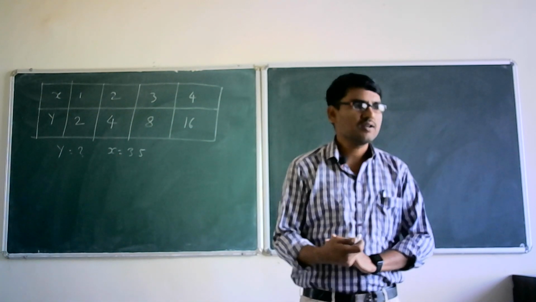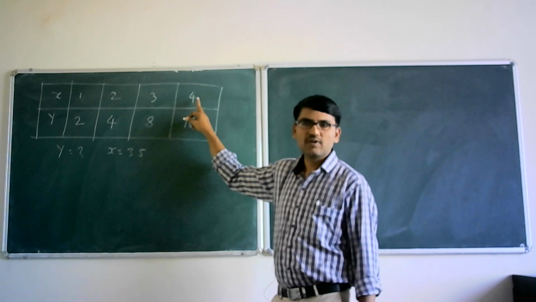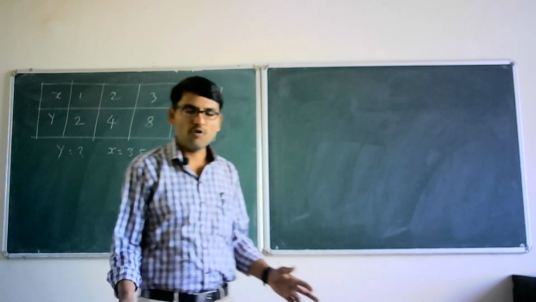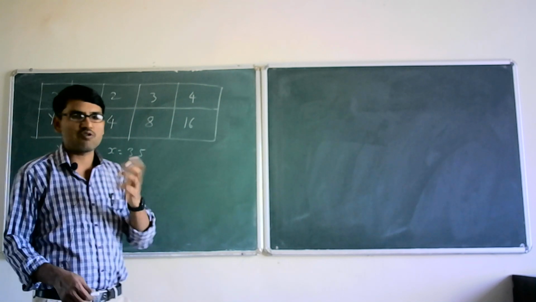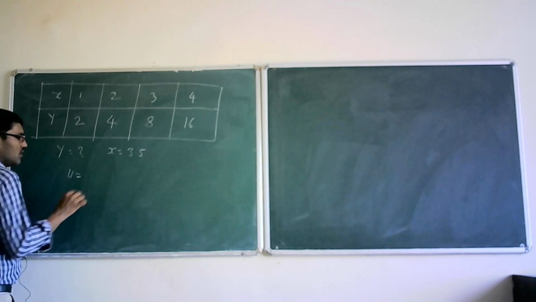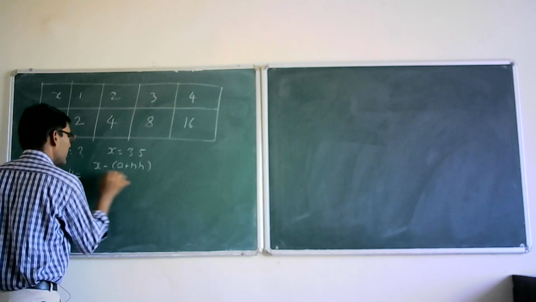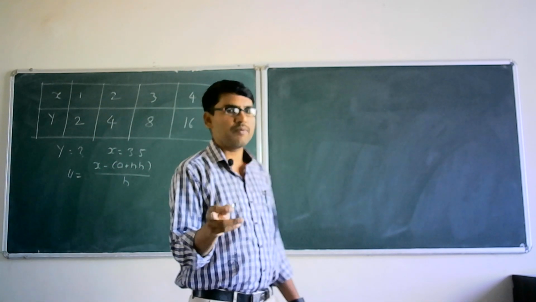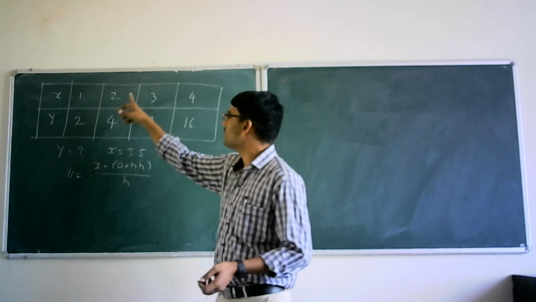Now if you observe, this 3.5 is near to the last value of the table. So we want to apply the backward interpolation formula, not the forward interpolation formula. Hope you understand the difference between the backward and forward interpolation formula. So here u is equal to (x minus (a plus nh)) divided by h. Again, you can apply the backward interpolation formula only if your values of x are equally spaced. If you observe, they are all equally spaced.